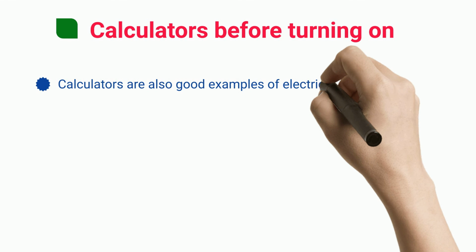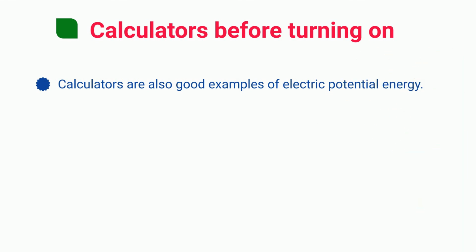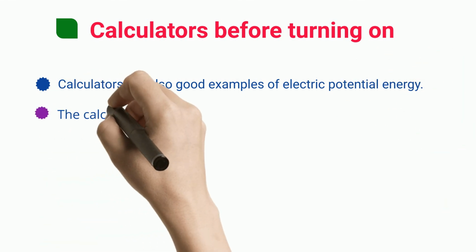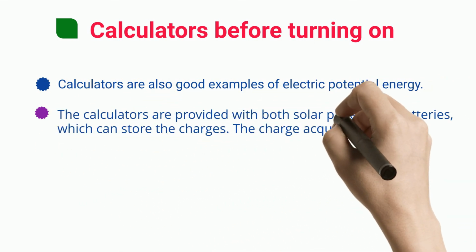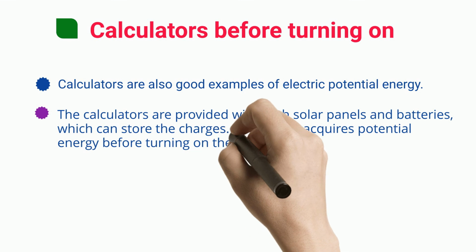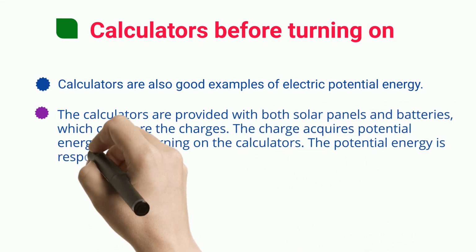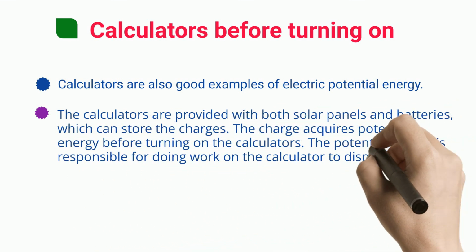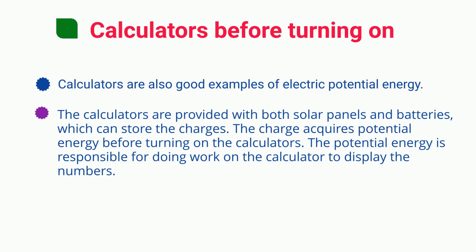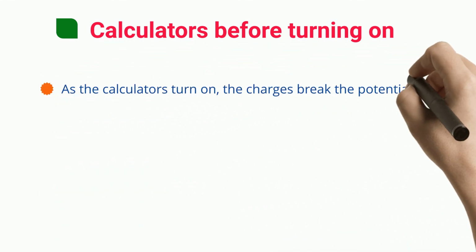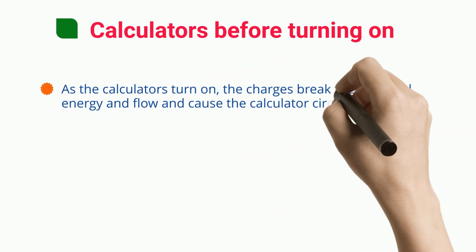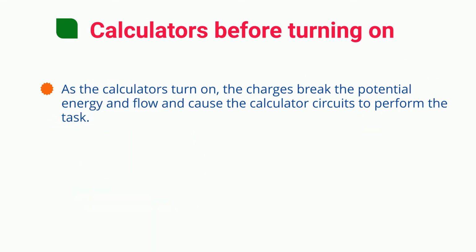Calculators before turning on. Calculators are also good examples of electric potential energy. The calculators are provided with both solar panels and batteries, which can store the charges. The charge acquires potential energy before turning on the calculators. The potential energy is responsible for doing work on the calculator to display the numbers. As the calculators turn on, the charges break the potential energy and flow and cause the calculator circuits to perform the task.